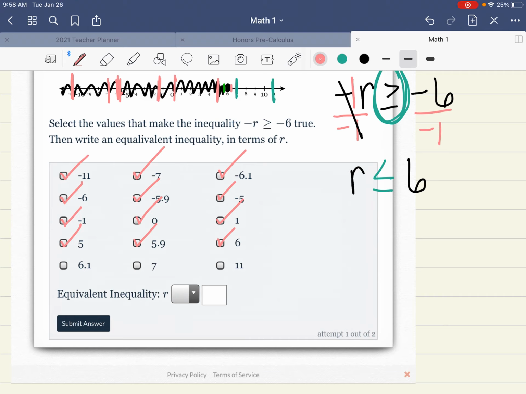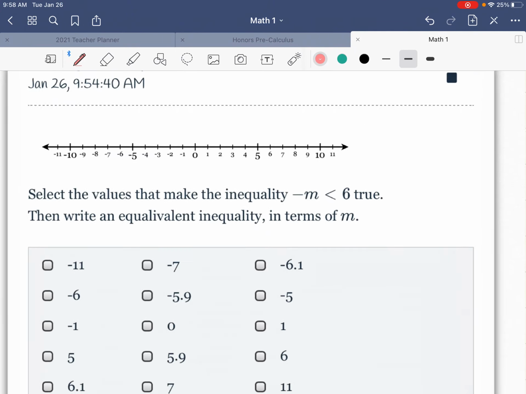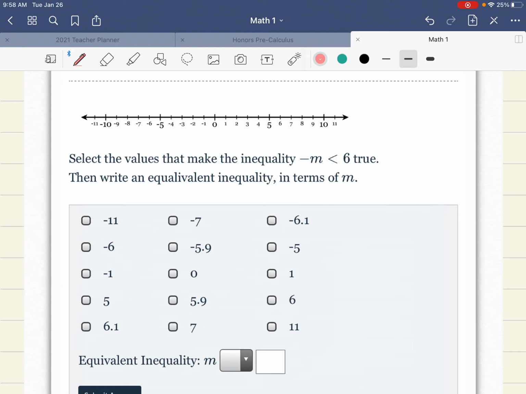So when you actually write your inequality, it should be that x is less than or equal to 6, and you submit. All right, so one more example. So again, for this one, I have negative m is less than 6. So we are looking at a negative 1 in front, and we're going to need to divide by that negative 1. So again, when you multiply or divide by a negative value with an inequality, you flip that sign. So instead of it being less than, it's now going to become greater than. And 6 divided by negative 1 is m is greater than negative 6.